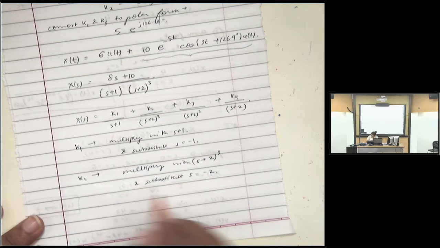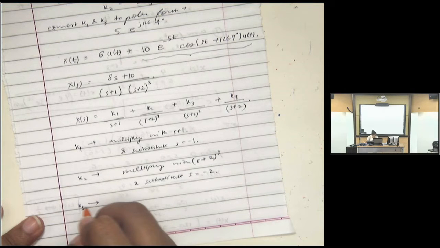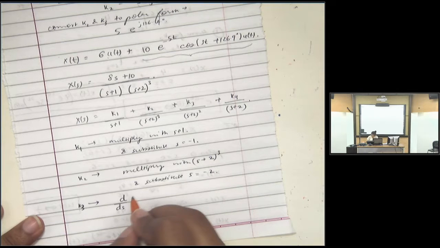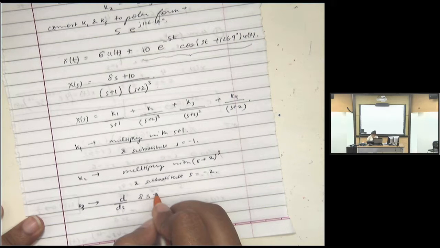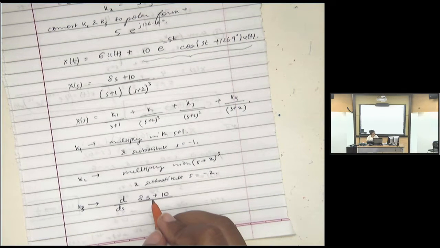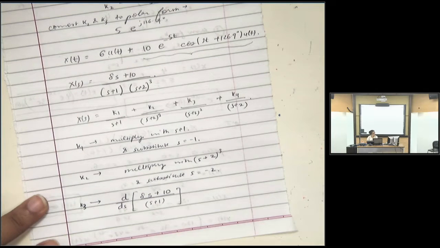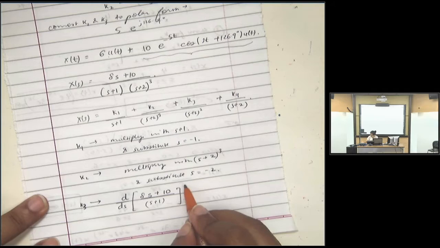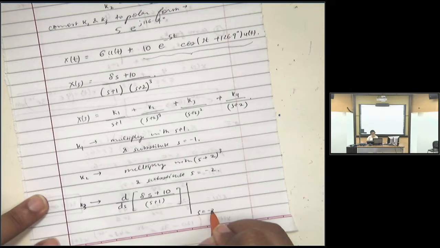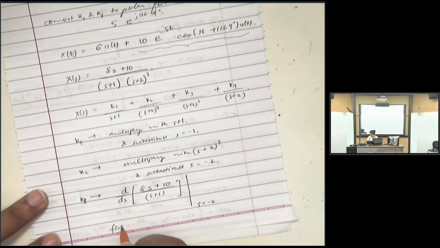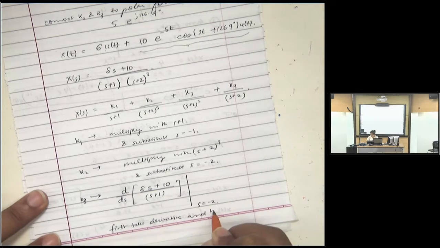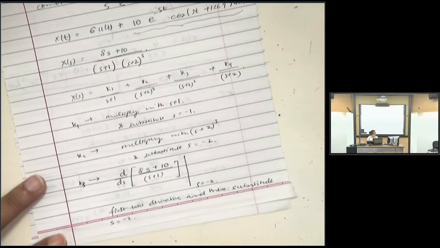For k3 and k4 there's a slight difference in our computation. We will first take the derivative of (8s plus 10) over (s plus 1). Okay, first you take this derivative, right? I'll just show you how to take the derivative just to recap. And then substitute s is equal to minus 2. So first take the derivative and then substitute s is equal to minus 2.